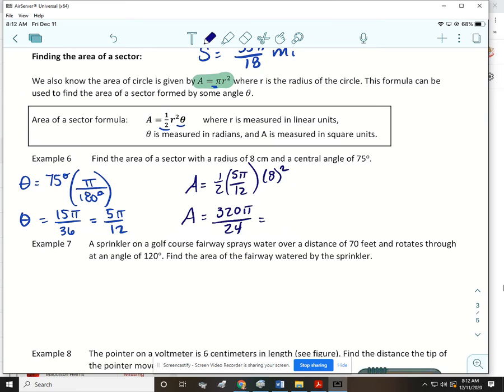All right, and then that will also reduce more. So I know 2 goes into it, 4, but the largest number that would go evenly into both of those, I would say, is 8. So divide the numerator by 8, divide the denominator by 8, and then for area, because I squared the radius, I end up with square units, so square centimeters.